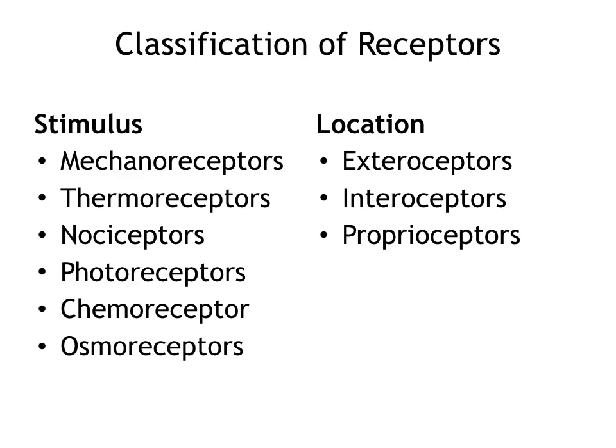Photoreceptors are going to respond to photons of light. Chemoreceptors are going to respond to distinct chemicals. Osmoreceptors are going to respond to changes of osmotic condition or tonicity of the fluids.